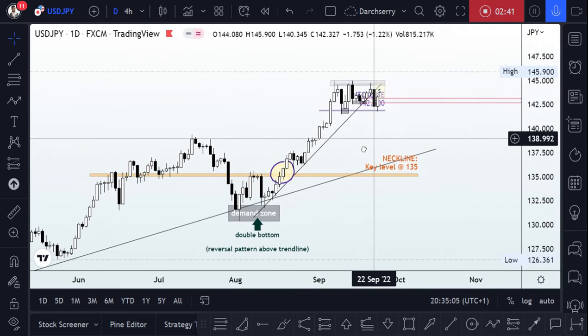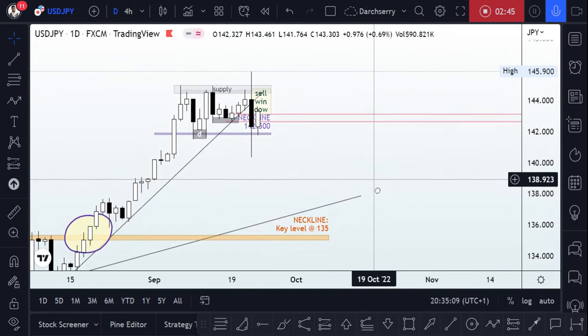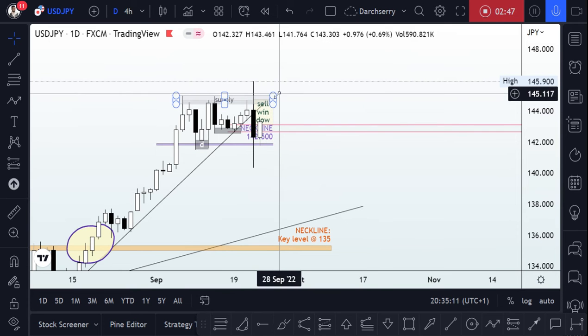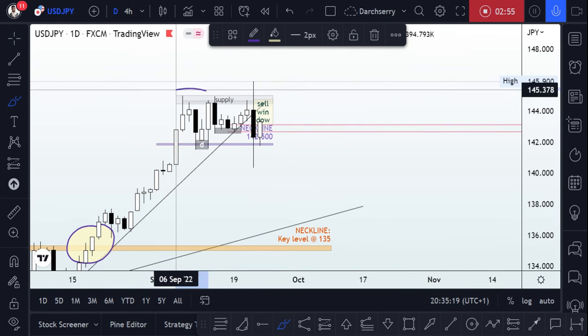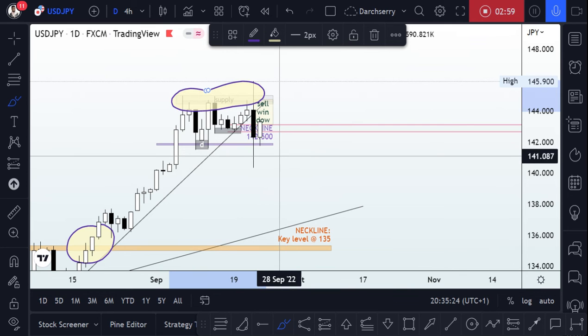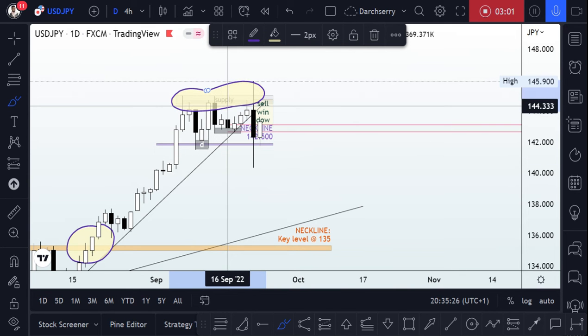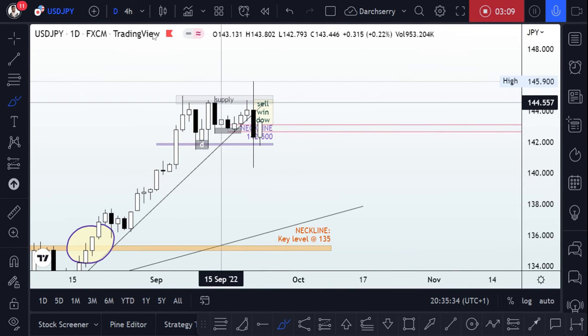If we look at the current structure in the last couple of weeks, we can see that as soon as price got into the 145 area, we have consistently witnessed multiple rejections of this area by the sellers. As we can see, every attempt by the buyers to push price above this level has been met with stiff resistance, which gives us a clue into the strength of the sellers at this point in the market.